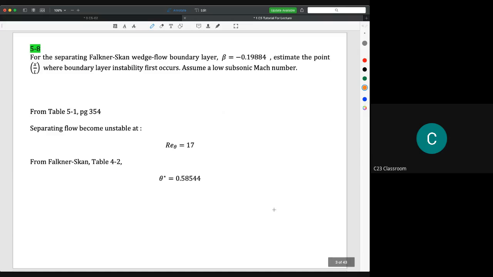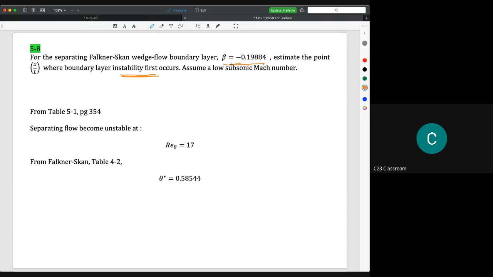So again, for question 5.8, we are using the same approach. We are analyzing the same things, the stability of the flow. So for this one, we are using beta. For the separating Falkner-Skan wedge flow boundary layer, beta equals minus 0.19884. Estimate the point x over L where boundary layer instability first occurs. Assume a low subsonic Mach number.